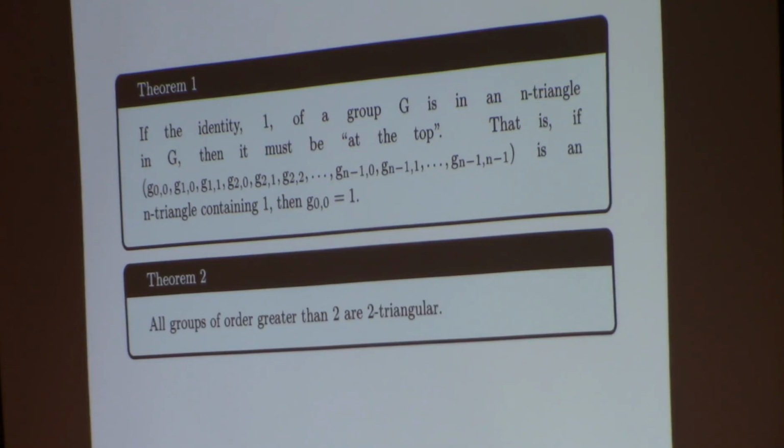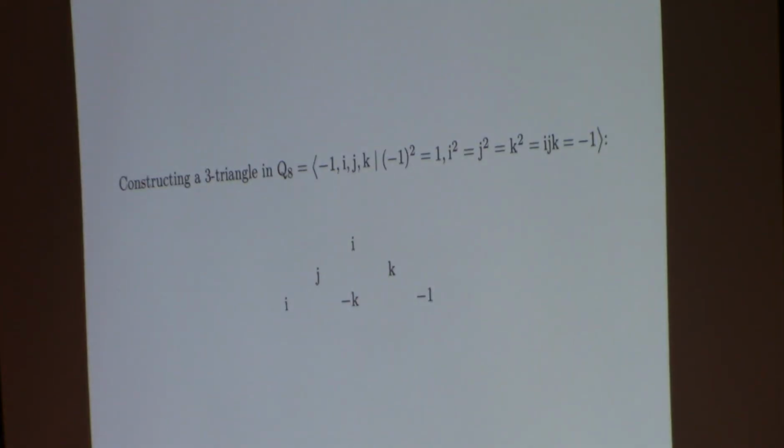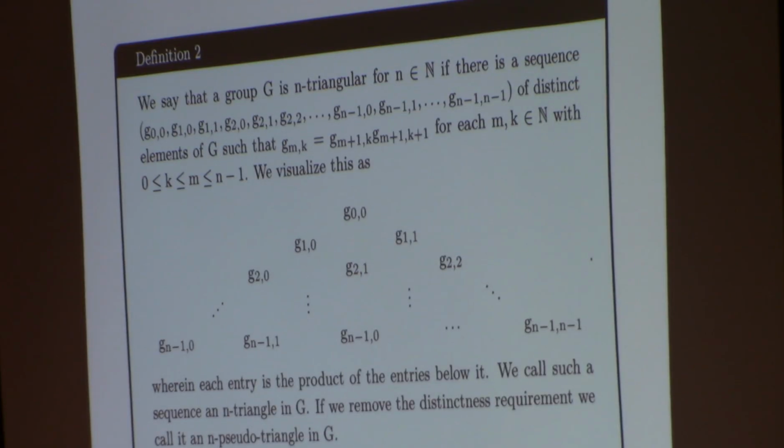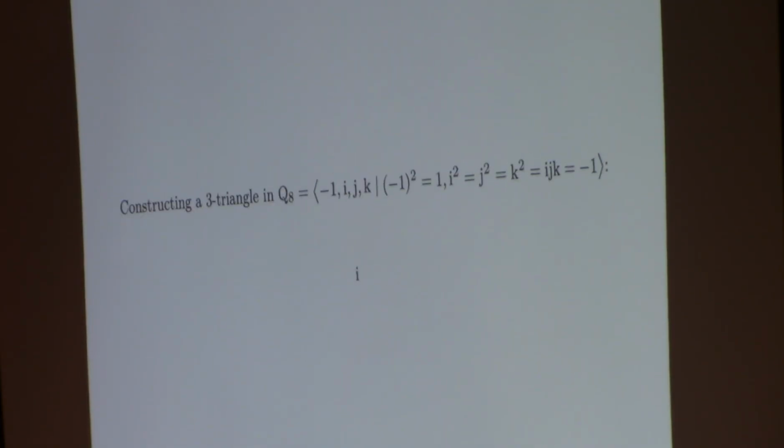Okay? If we kind of go back and we were to imagine what would happen in a triangle, let me go back a little farther. All right, so say g11, say this was the identity. Okay, that would force these two to be the same, because this times 1 would have to be that. And so if the identity is going to be in there, it's got to be at the top.